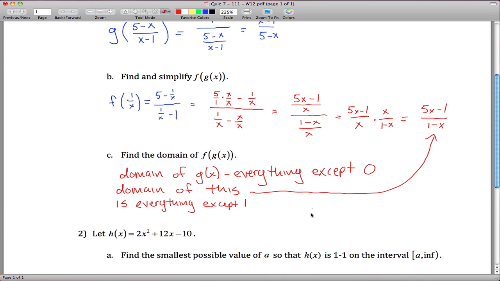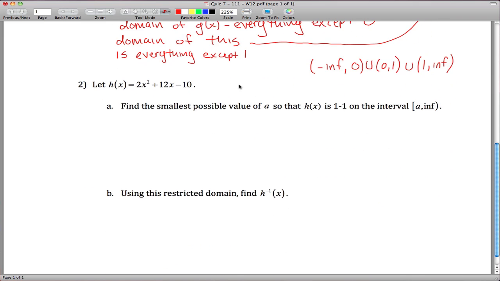So my final answer is everything from negative infinity up to 0. And then everything from 0 up to 1. And then everything from 1 up to infinity. Something like that. That's finally the end of the first problem.